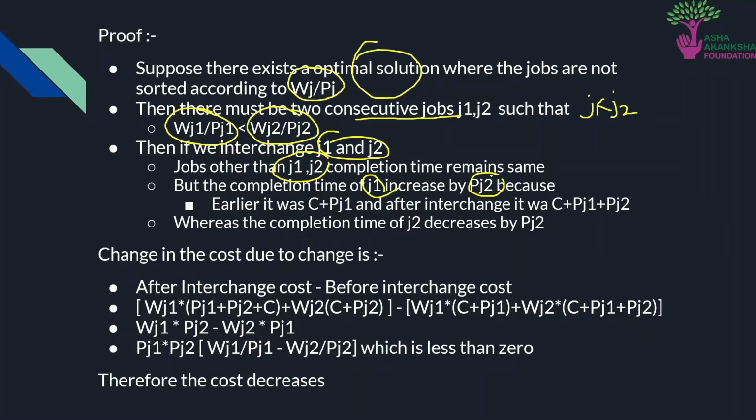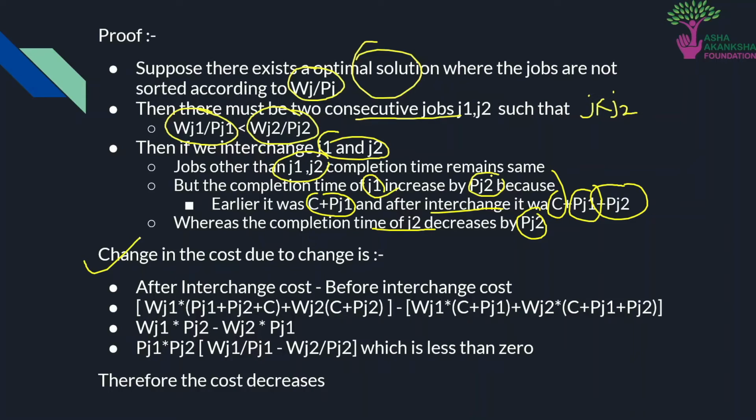Assume C was the starting time of job J1. Before the interchange, the completion time of J1 will be C plus Pj1, but after the interchange, as we have scheduled job J2 before J1, the completion time will be C plus Pj2 plus the processing time of job J1. And for the same reason, the completion time of J2 will decrease by Pj1.